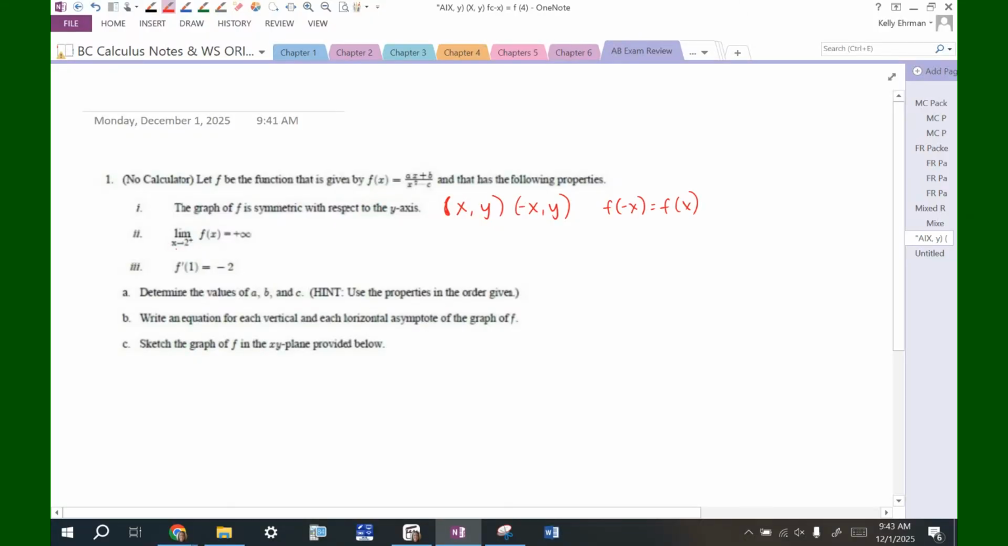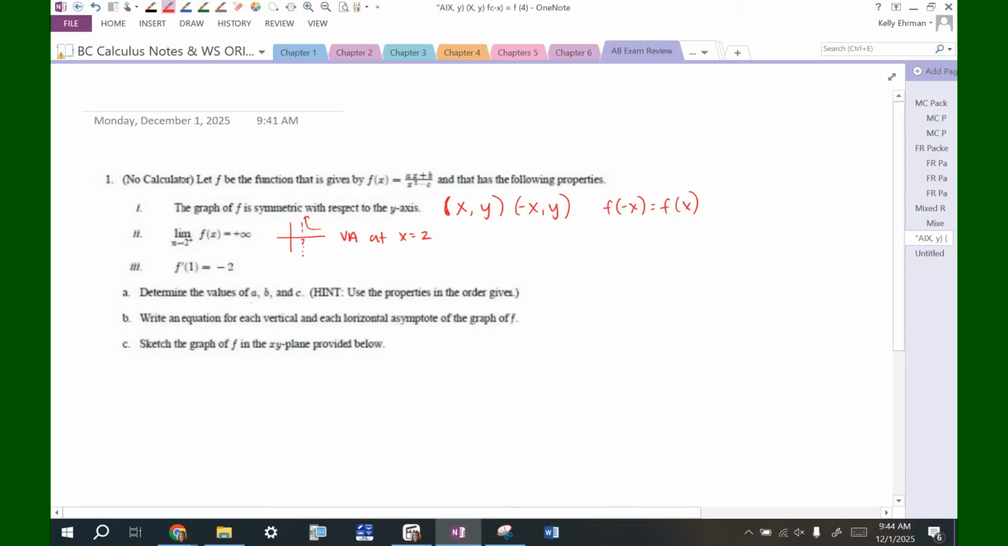The limit as x approaches 2 from the right of f of x equals positive infinity. So that tells me that on the graph at 2, the graph is going up to infinity. That means there's a vertical asymptote at x equals 2. And f prime of 1 equals negative 2. So the slope at 1 is negative 2.